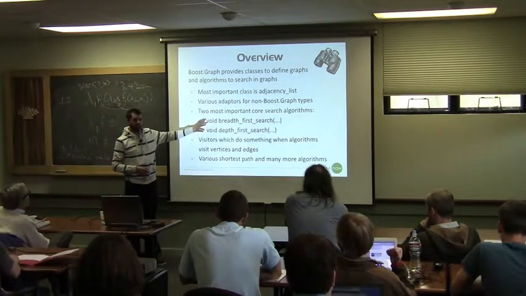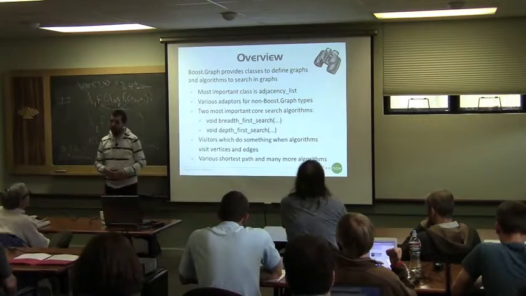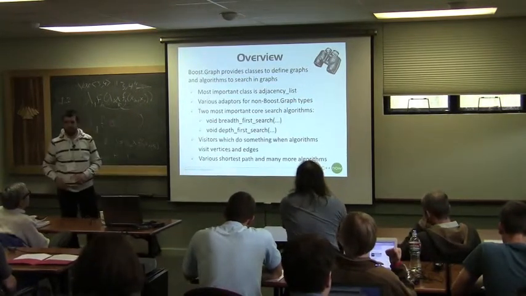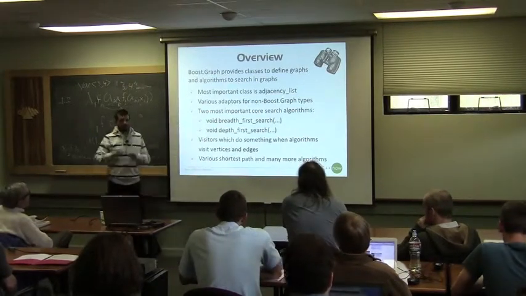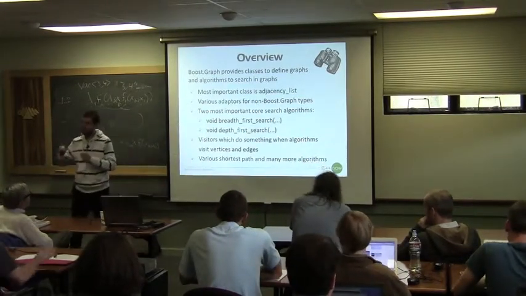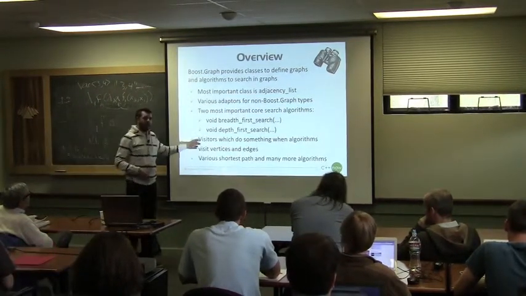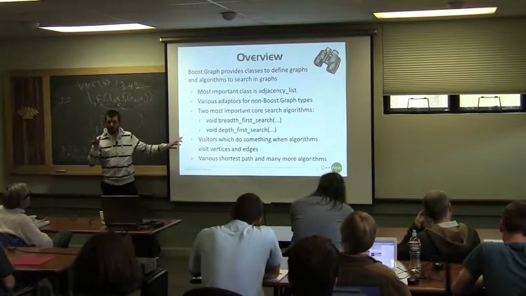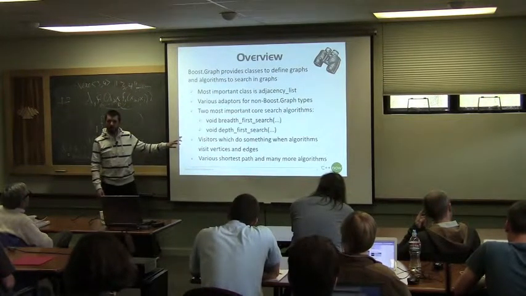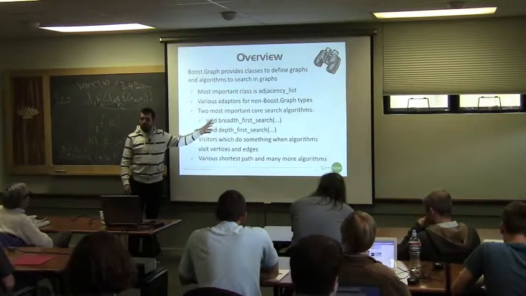So how do the algorithms work? They work with visitors. So what you have to do if you use these two algorithms from Boost Graph, you pass a visitor here. And what these algorithms do, they just walk from one vertex to another. And whenever they find something interesting, they tell your visitor, by the way, there's a new vertex. Or, by the way, there's a new edge, a new line between the vertices. So it all comes down to the visitors, what you're going to do with these two algorithms.